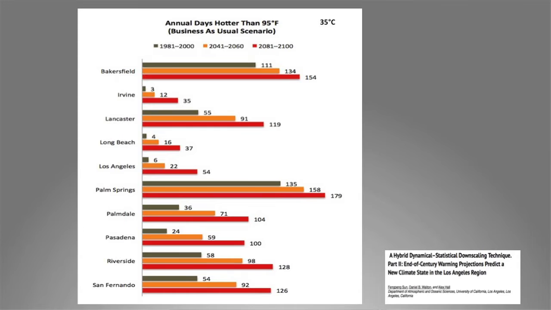Also interestingly, you can see the extent of increase isn't as big in Palm Springs and the desert cities, but you can see that Palm Springs projected today is very similar to what Riverside, where I live, which is already very hot, is projected to be by end of century. And Riverside today is very similar to what is projected for Los Angeles end of century.